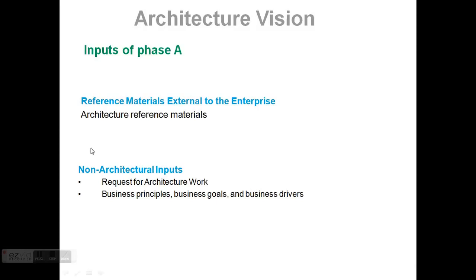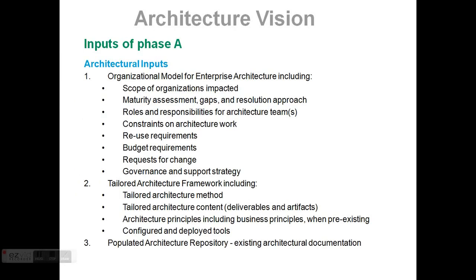The second category of inputs to phase A is non-architectural inputs, such as the request for architectural work, business principles, business goals, and business drivers, what drives this business, as documentation. In phase A, we will have architectural inputs as well as non-architectural inputs.